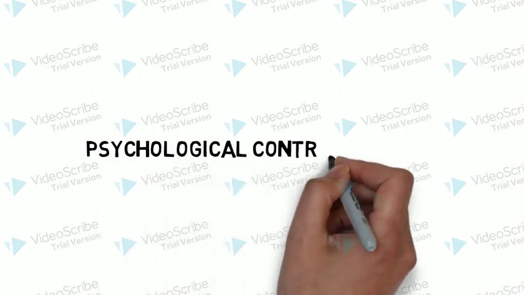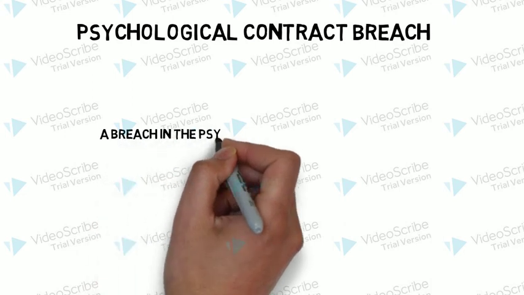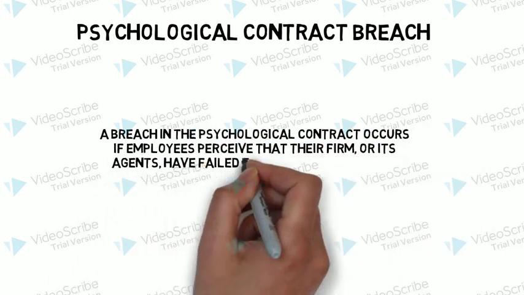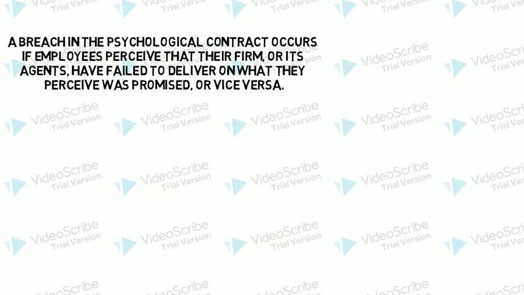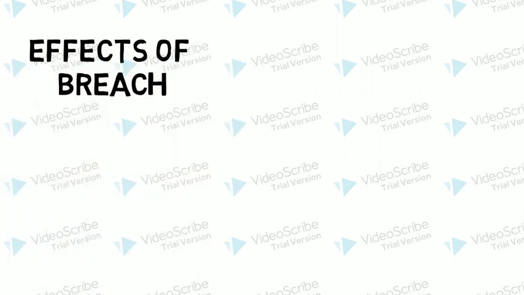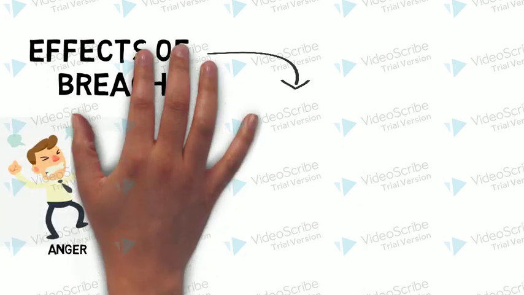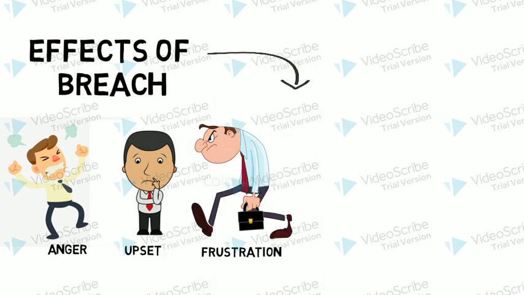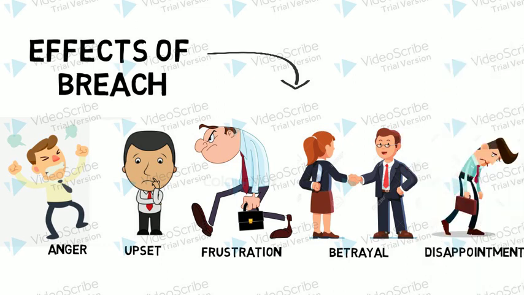Sometimes, in all contracts, there is a chance that the contract may not be followed or adhered to. This is called a breach. A breach in psychological contract occurs if the employee perceives that their firm or its agents have failed to deliver on what they perceive was promised, or vice versa. So what impact does this breach have? It could lead to a certain degree of anger within the employees, may lead to the employees getting upset, frustration has a chance of seeping in, a realization of betrayal crosses the employee's mind, the employee feels disappointed and disheartened.